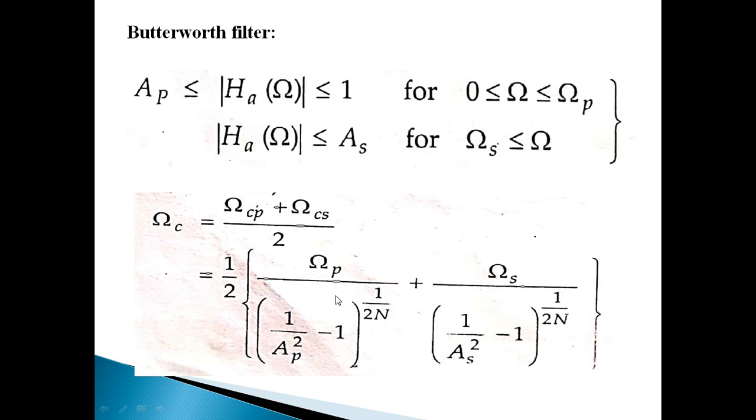If I have these AP and AS values in dB, then it must be (10 power 0.1 AP in dB minus 1) whole power 1 by 2n, and (10 power 0.1 into AS in dB minus 1) whole power 1 by 2n. So by substituting those values, you can easily calculate the cutoff frequency here.